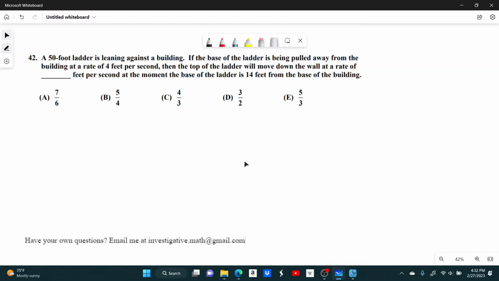Number 42. A 50-foot ladder is leaning against a building. If the base of the ladder is being pulled away from the building at a rate of 4 feet per second, then the top of the ladder will move down the wall at a rate of blank feet per second. At the moment, the base of the ladder is 14 feet from the base of the building.